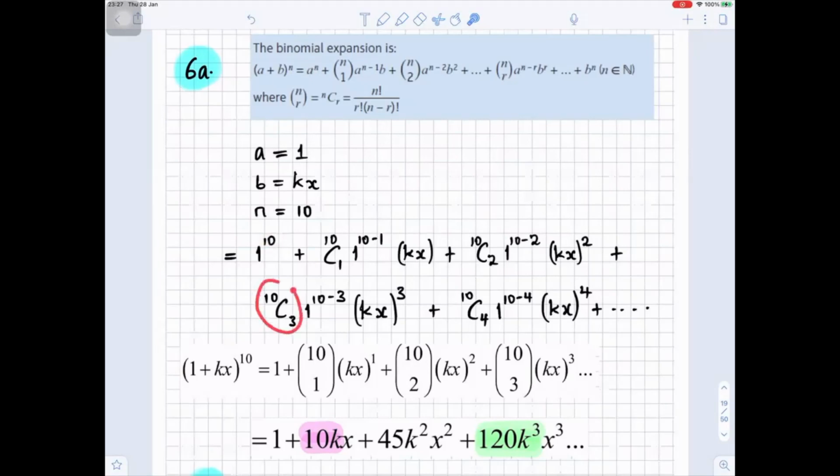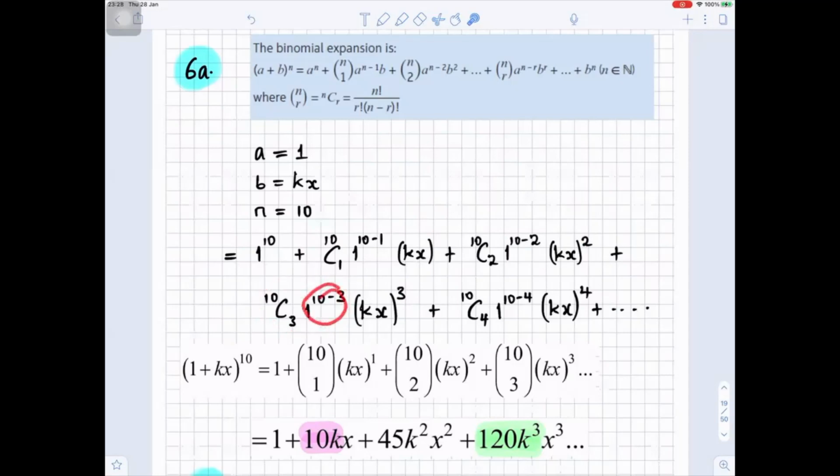And then 10 combination 3, 1 to the 10 minus 3, kx cubed. 10 minus 3 is 7, 7 plus 3 is 10. 10 combination 4, 1 to the power 10 minus 4, kx to the power 4. 10 minus 4 is 6, 6 plus 4 is 10. So this 1 goes to that power there, this 2 goes to that power there, this 3 goes to that power there, this 4 goes to that power there. So now you can put this in your calculator.